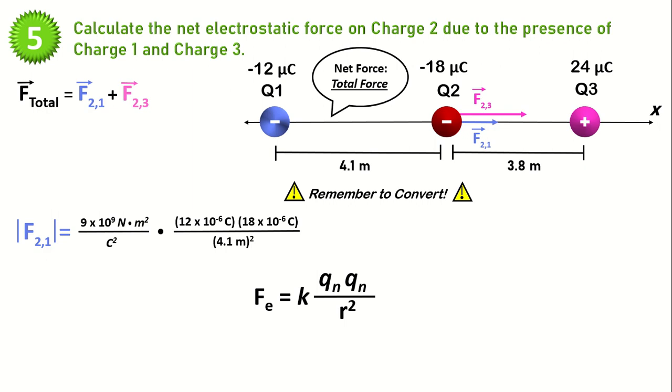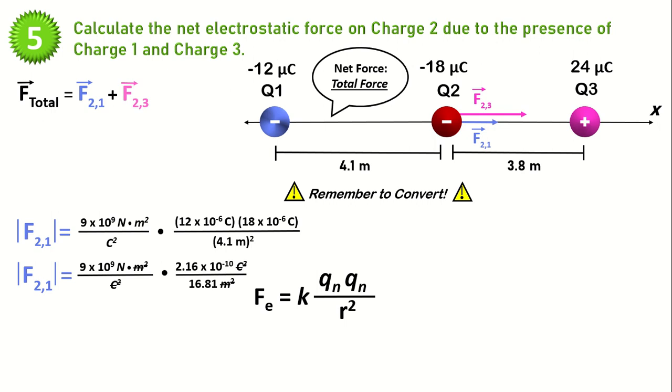Okay, so let's plug in everything we know. K is 9 times 10 to the 9 newton meters squared divided by coulomb squared, which is Coulomb's constant. Q1 is 12 times 10 to the minus 6 coulombs, and Q2 is 18 times 10 to the minus 6 coulombs. And R would be 4.1 meters, since Q1 and Q2 are separated by about 4.1 meters.